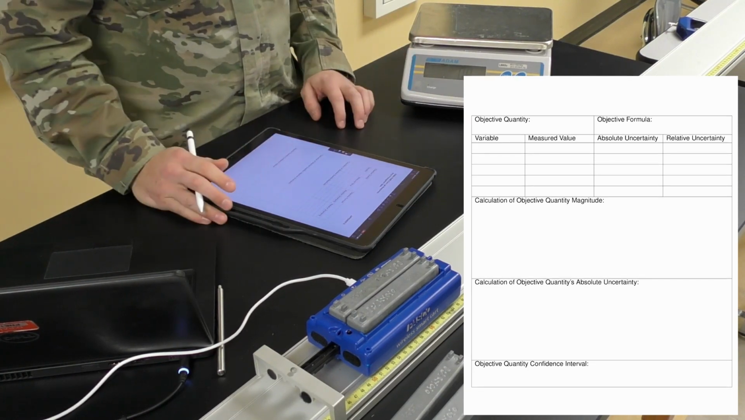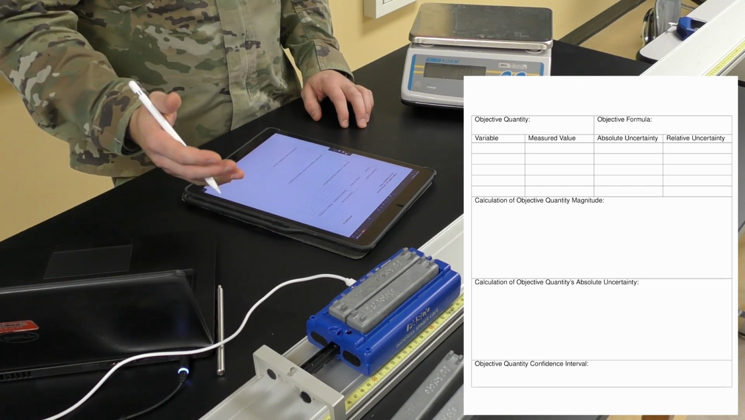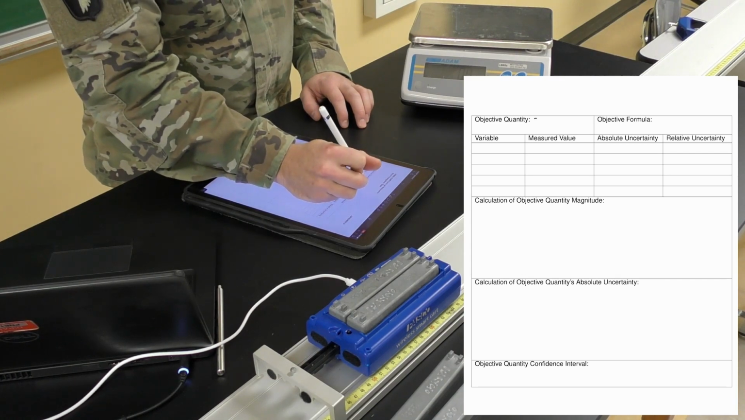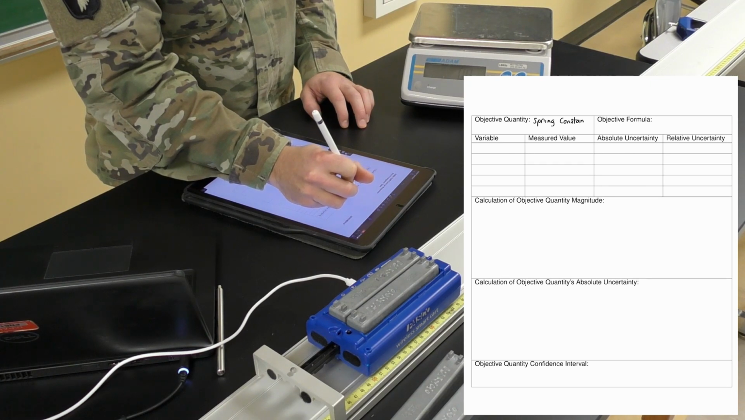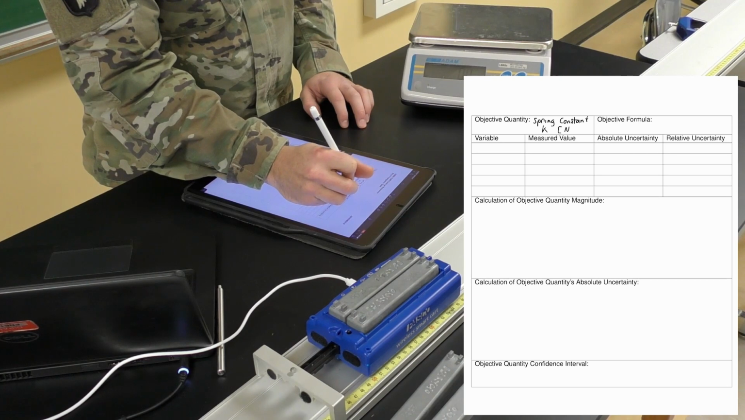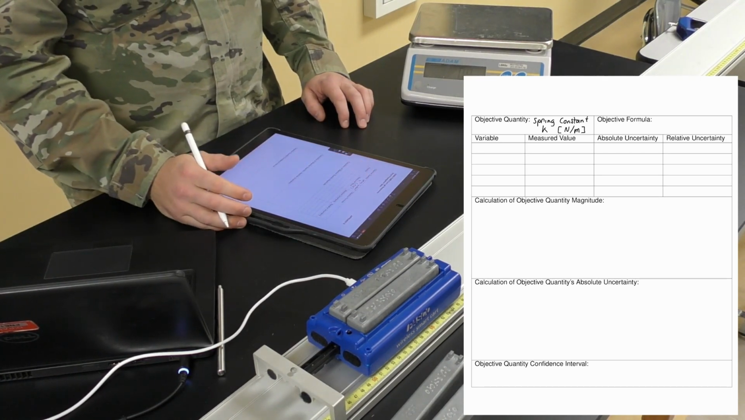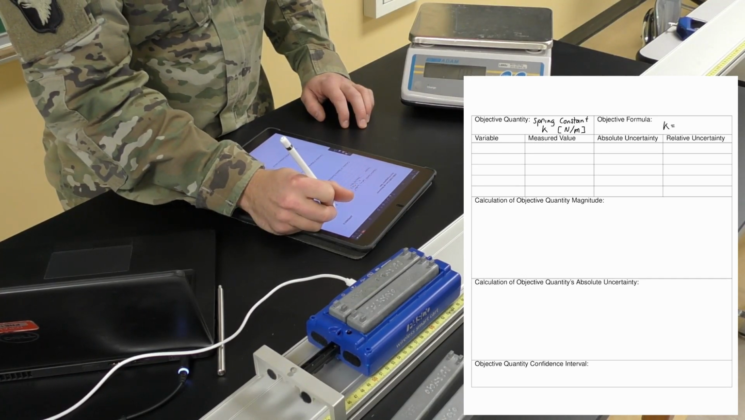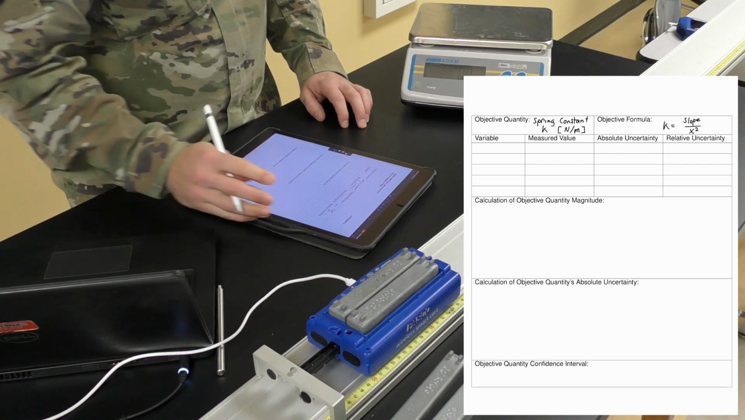In front of me I have my error propagation table that you can find on the course website. In this table, I'm going to start off by listing my objective quantity, which is the spring constant. That is identified with the variable K, and it has units of newtons per meter. From my linearization table, I recall that my objective formula was that K is equal to the slope divided by the spring displacement squared.